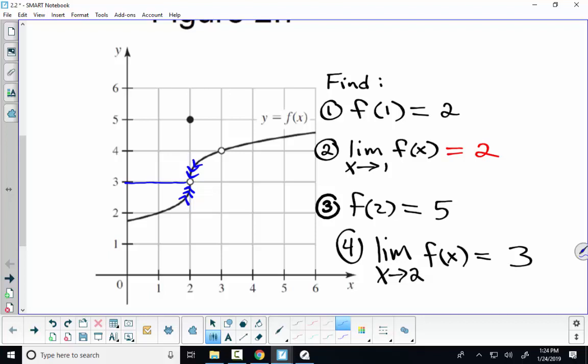Can you just repeat one more time how we're supposed to verbally say that? Like, it's the limit of f of x as x approaches 2, is that it? Yeah, the limit as x approaches 2 of f of x is equal to 3, meaning that as x gets closer and closer to 2, the y values get closer and closer to 3. Any other questions?